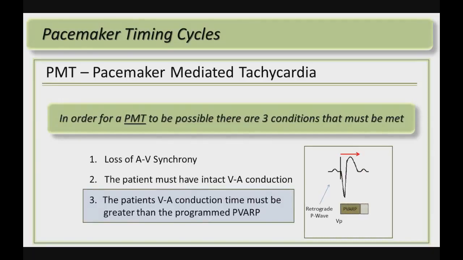So what we want to do is extend our PVARP just a little bit so that the next P wave lands inside of the PVARP. Since that retrogradely conducted P wave lands inside a refractory, no AV delay will be started, and no V pace will occur, causing the next retrogradely conducted P wave. As a result, the patient will most likely have an atrial sense or an atrial pace that comes in, reestablishing AV synchrony.